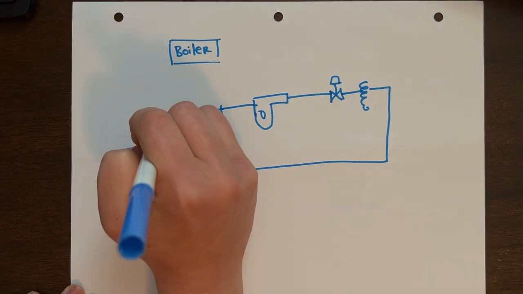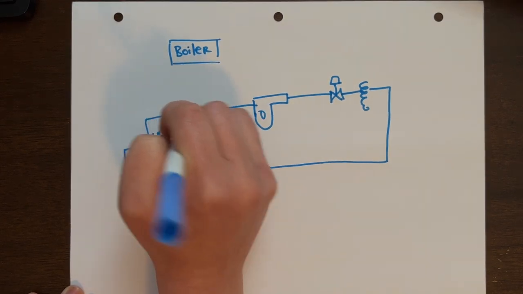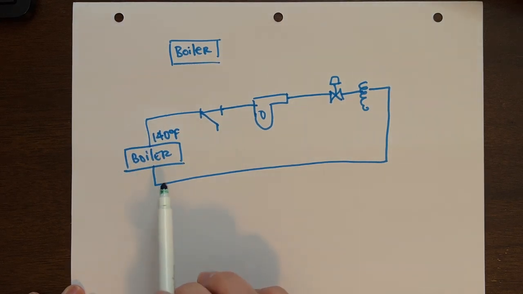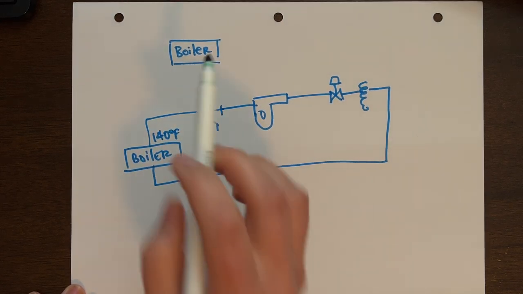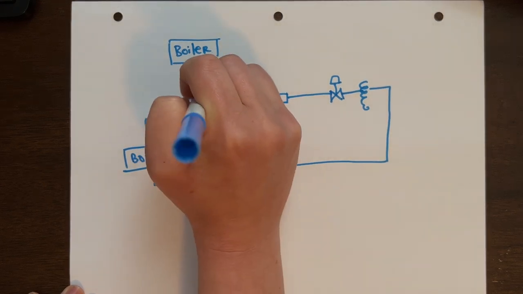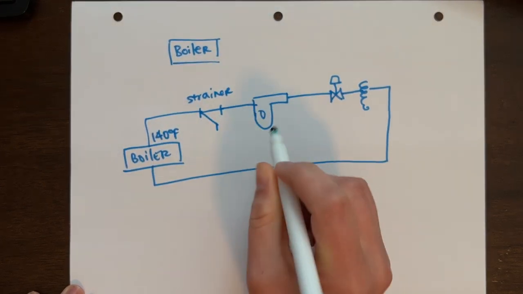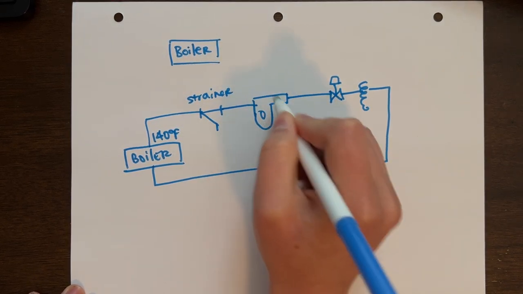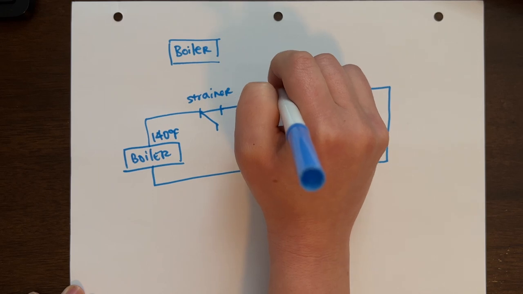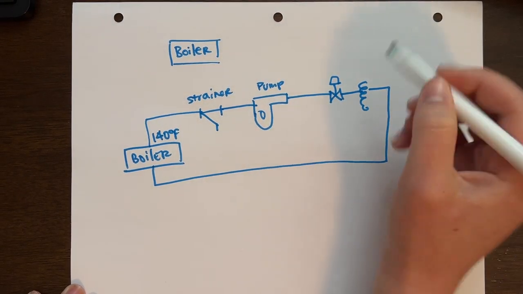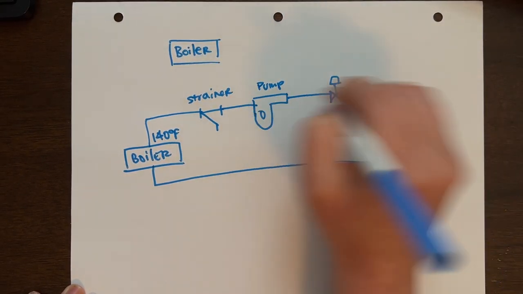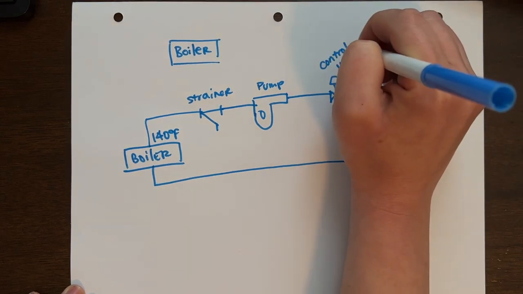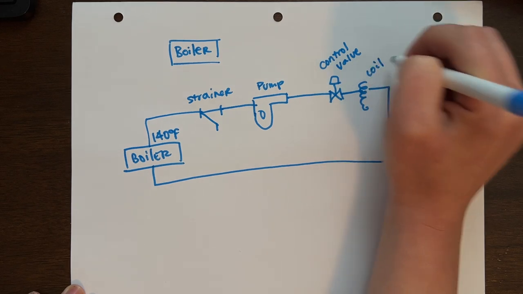At your boiler, you'll probably produce about 140 degrees Fahrenheit. That number is dependent on your system and what your design parameters are. It'll go through your strainer. I'll write that again. That's your strainer. This cleans out your system, prevents gunk from getting into your pump. Your pump pushes all of the water to the rest of your system. This is your control valve. And this is a coil.